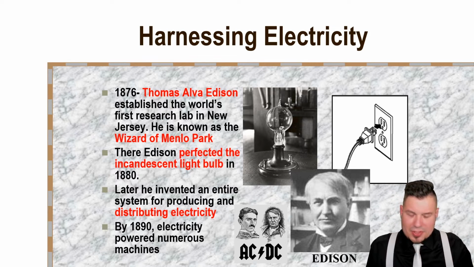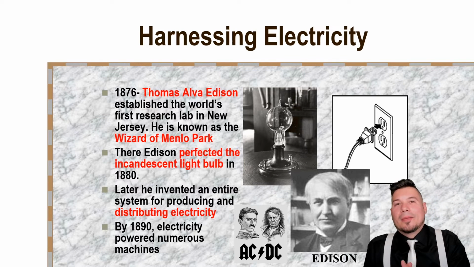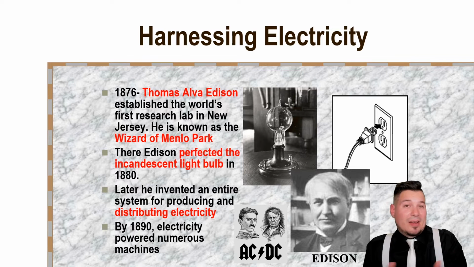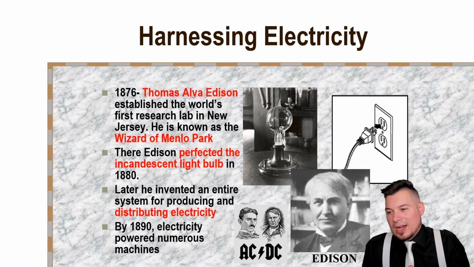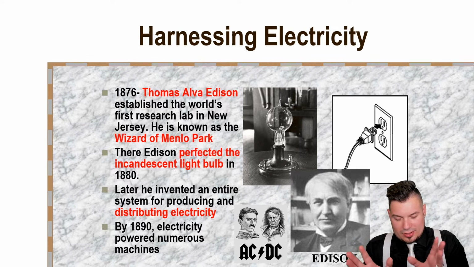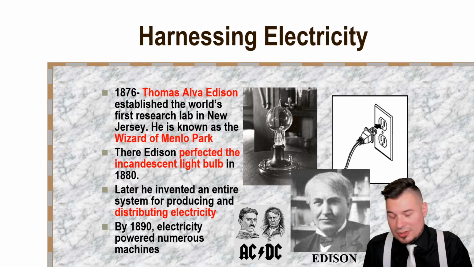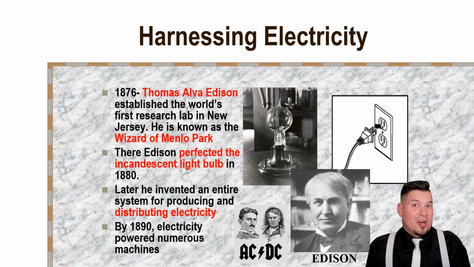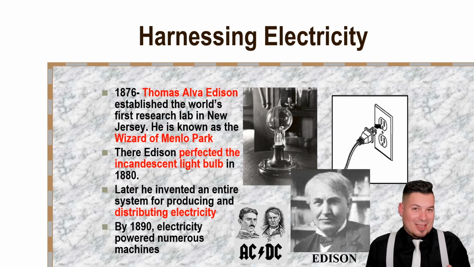He had tried a bunch of different filaments. That's that little piece that's in there, kind of looks like a little spring. And if you look at older incandescent bulbs, obviously nowadays we have LEDs, so it's a little bit different. But again, even if you think about that, this invention has now been since improved. Later, he's going to invent an entire distribution of electricity, producing and distributing electricity throughout the United States. And very famously, there's the current wars between the two, between Edison and Nikola Tesla.